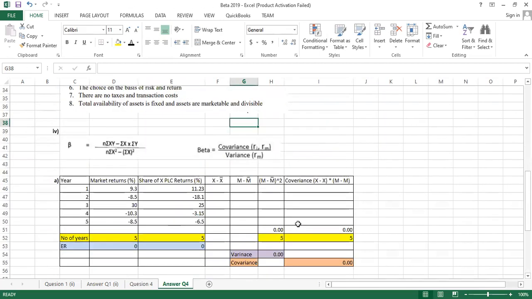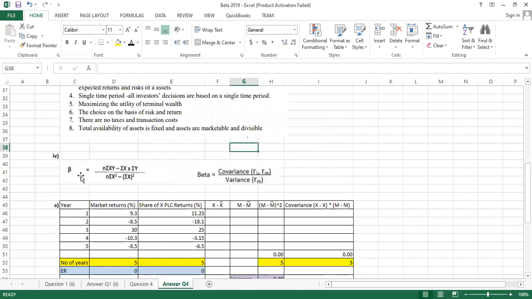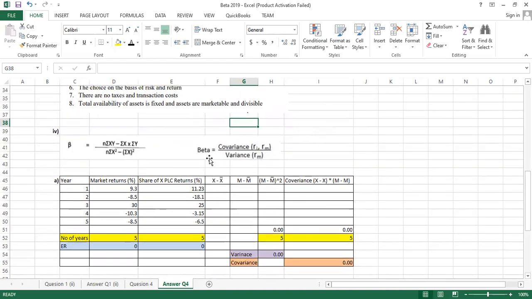In the beta calculation, we can use 2 formulas. First one is beta equals n sigma xy minus sigma x multiplied by sigma y, divided by n sigma x power of 2 minus sigma x whole power of 2. The second formula is beta equals covariance divided by variance. In this question, I use the second formula to calculate the beta. So beta equals covariance divided by variance of market. First we want to calculate the covariance and variance, then we can calculate the beta.